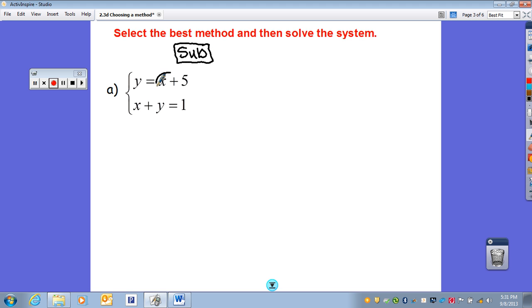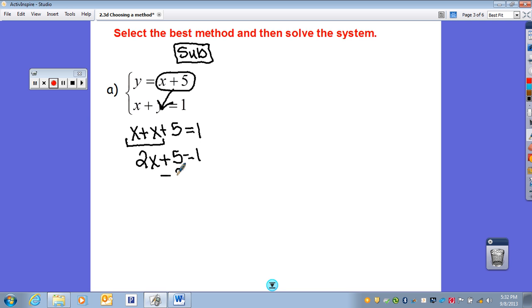Remember, I have the y by itself, and y is equal to the expression x plus 5. So I'm going to substitute that expression into the second equation. I'm going to rewrite the equation: x plus, substituting in my expression, x plus 5 equals 1. That eliminates the y variable and allows me to have an equation in one variable to solve. So I'm going to combine like terms: 2x plus 5 equals 1.